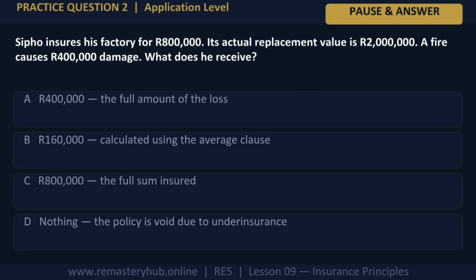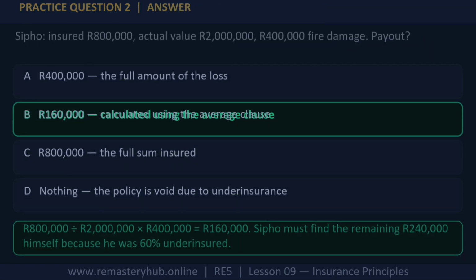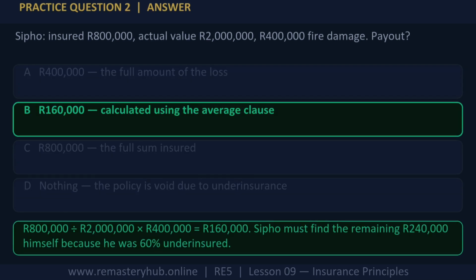Second question. Pause and answer. SIPO insures his factory for 800,000 Rand. Its actual replacement value is 2 million Rand. A fire causes 400,000 Rand damage. What does he receive? The answer is B, 160,000 Rand.